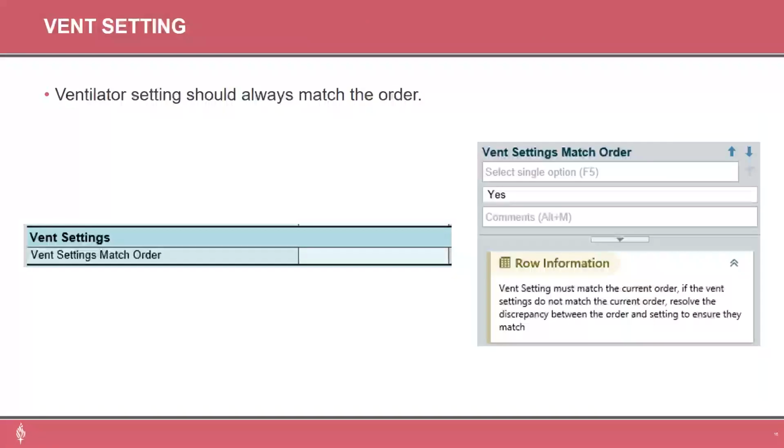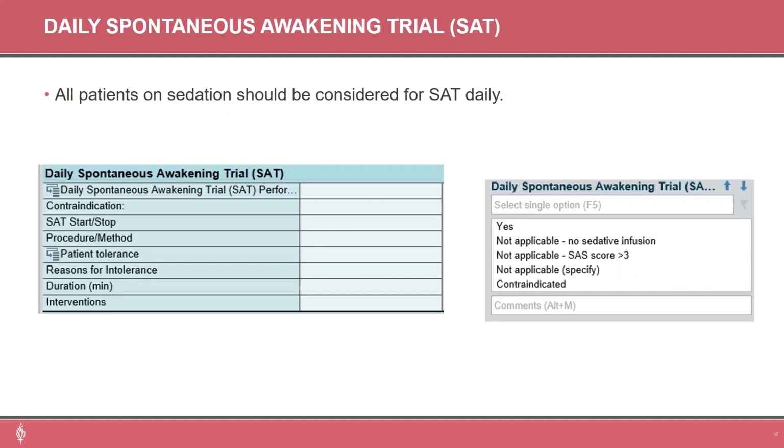In the Vent Settings Match Order row, the only option to select is Yes. The ventilator should always match what is ordered in the patient's chart. If the ventilator settings are different from what is ordered in the patient's chart, resolve the discrepancy and ensure the order and the ventilator match.